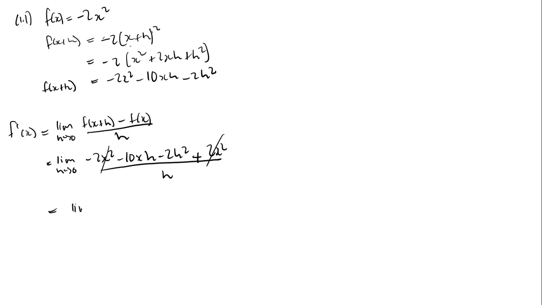So limit as h tends to approach 0. I'm going to take h as a common factor already, so I'm going to be left with negative 10x. And then here I'm going to be left with negative 2h divided by h. Therefore, this and this cancel or fall off. Now I'm going to substitute my 0 there, so I'm going to have negative 10x minus 2 times 0.